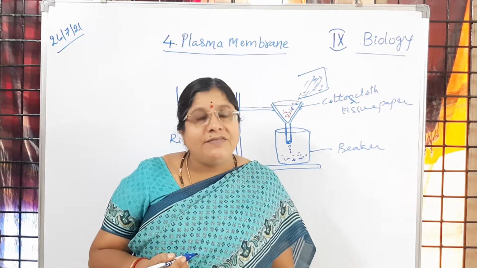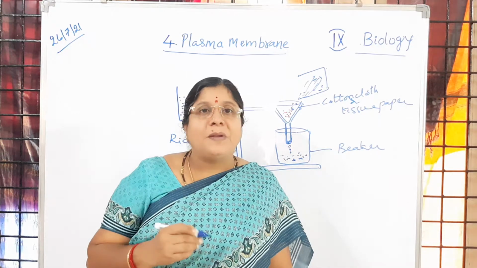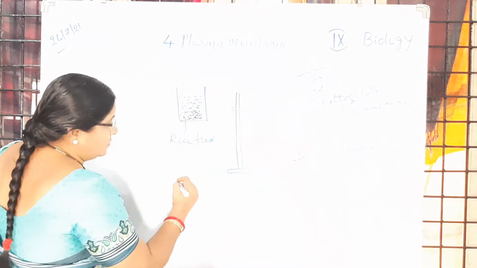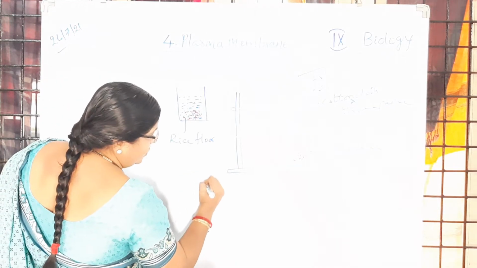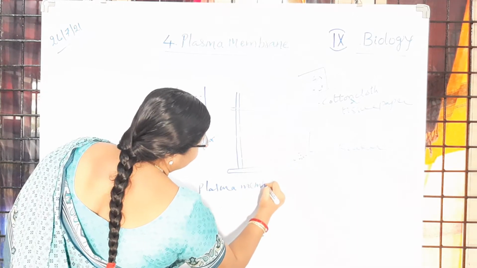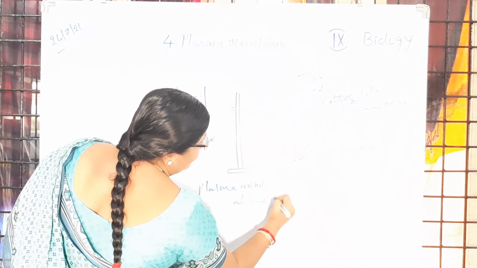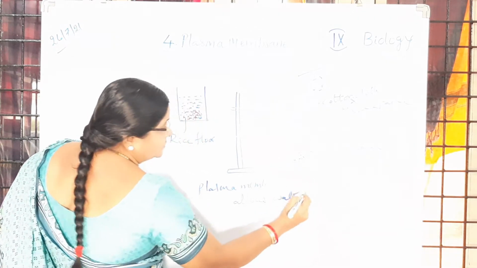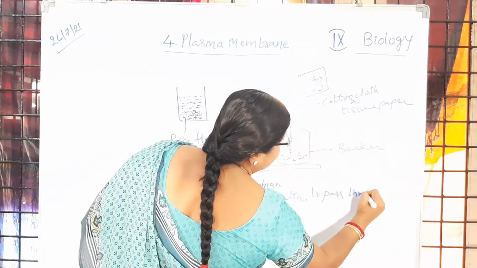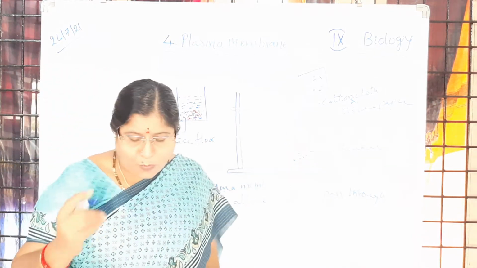So what you can understand with this activity? How is that plasma membrane acting? How is that plasma membrane going to work? So if we see, it allows water to pass through. So this plasma membrane allows water to pass through. The plasma membrane is allowing only water to pass through.